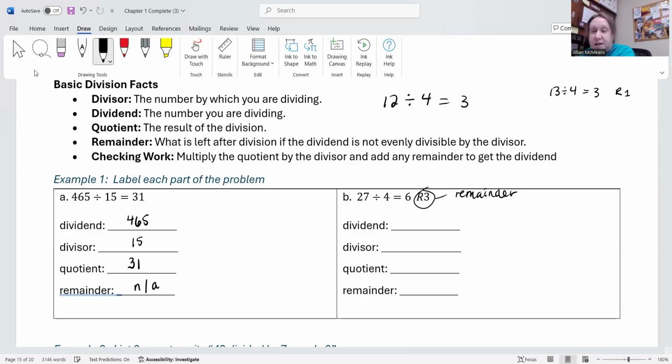So I have 26. I want to break it into 4 equal size groups. That tells me each group is going to have 6 in it, but then I'm going to have these 3 little leftover pieces that aren't big enough to form a whole group.